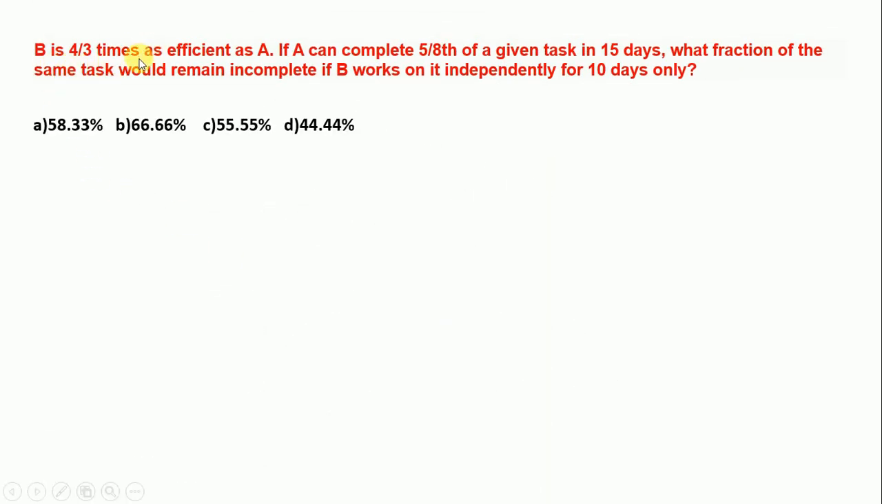If B is 4 by 3 times as efficient as A, and if A can complete 5 by 8 of a given task in 15 days, what fraction of the same task would remain incomplete if B worked on it independently for 10 days only? So A is doing 5 by 8 of the given task in 15 days. So 15 days is equal to 5 by 8 of the task. So 10 days work of A will be 5 by 8 divided by 15 into 10.